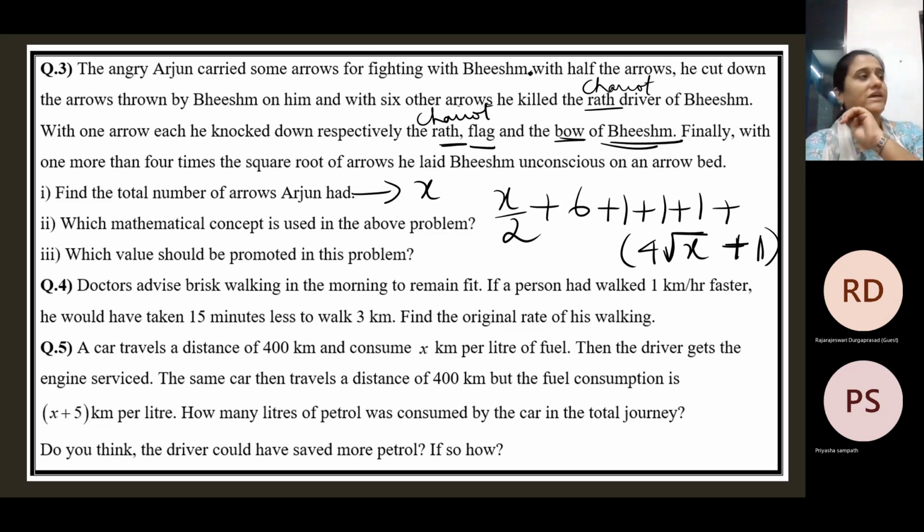See, x plus 5 kilometer per liter is a speed. Kilometer per liter. So for 1 liter, it's able to go more now. In 1 liter of petrol, it's able to cover more distance, x plus 5 kilometers. Earlier, what was it? X kilometers per liter, only x kilometers per liter. After servicing the engine, x plus 5 more distance for the same 1 liter.